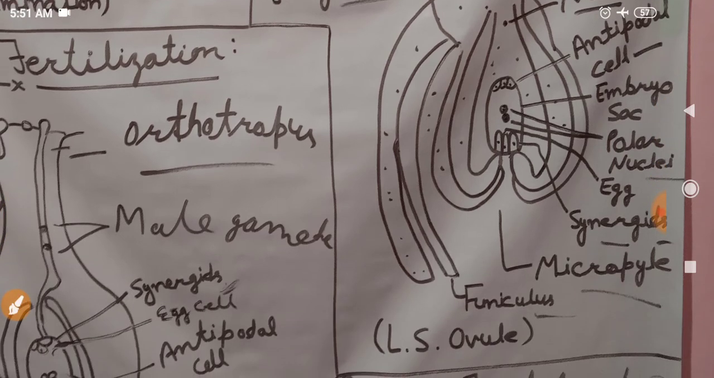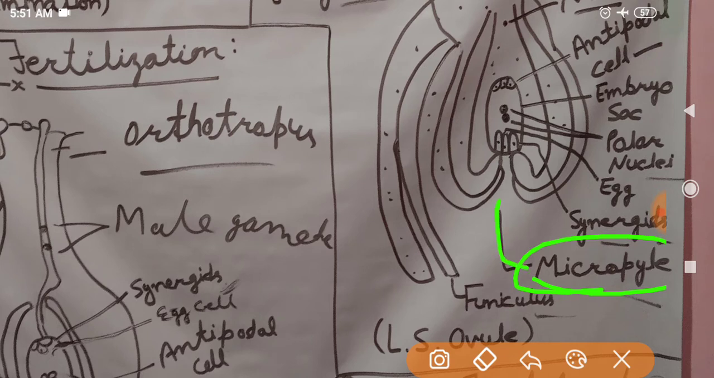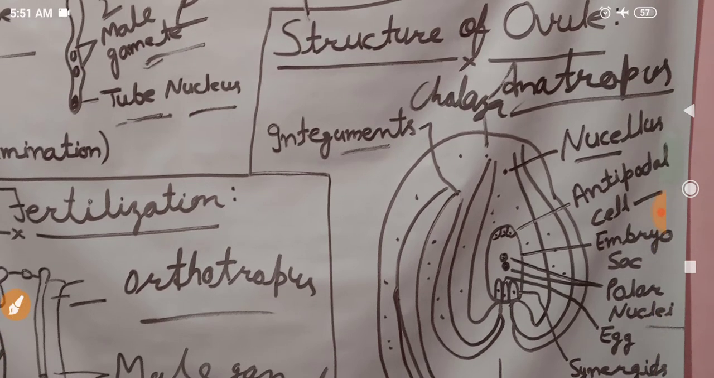This is the micropyle. This is the entry point for the pollen grain, from which the pollen tube enters inside the ovule. And just opposite to it, the chalaza is found.